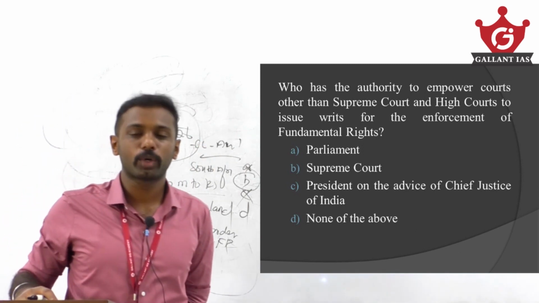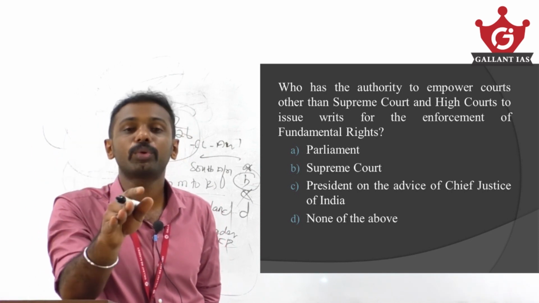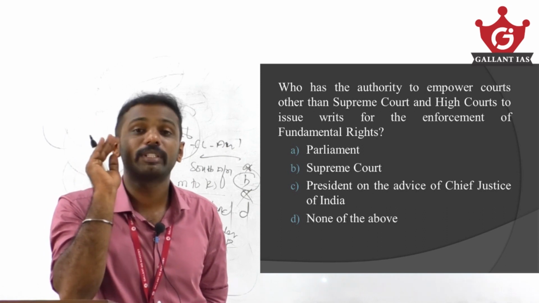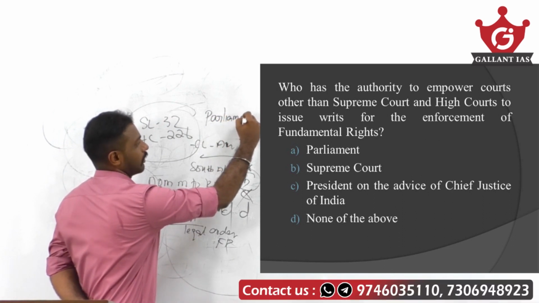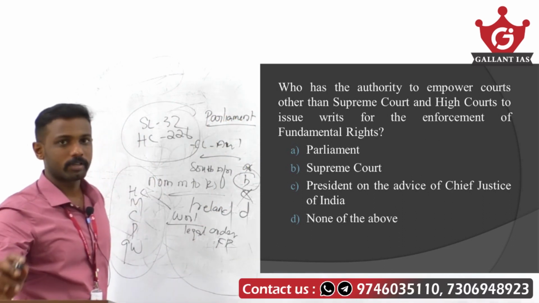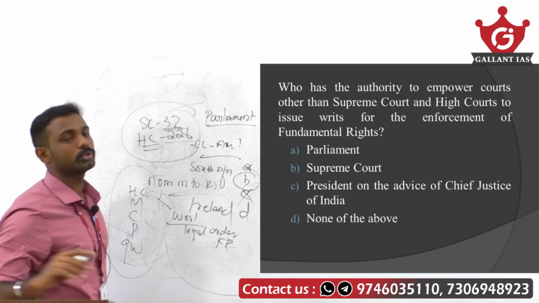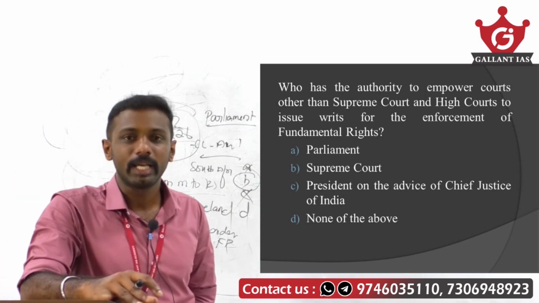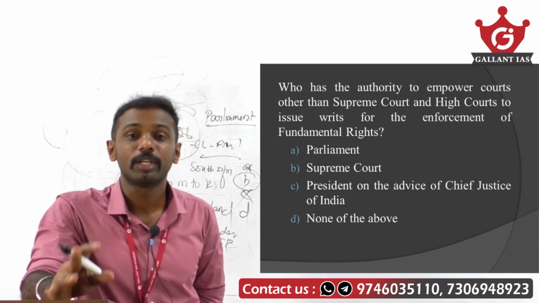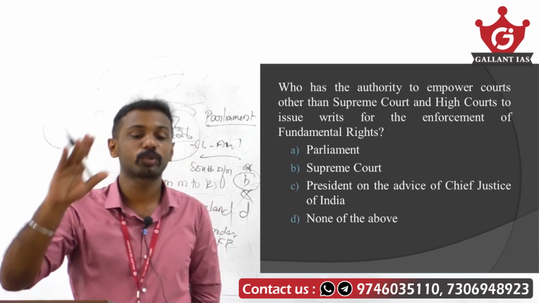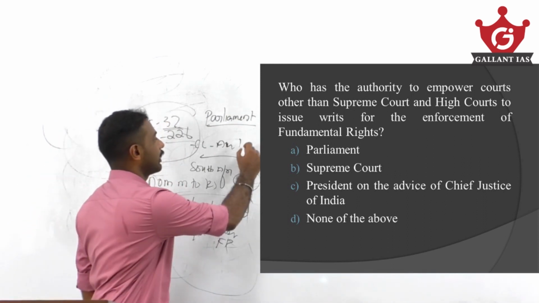Apart from the Supreme Court and High Court, Parliament can empower any other courts also to issue writs to enforce fundamental rights. So that power lies with whom? The Parliament of India only. So currently as per Constitution, Supreme Court can issue writs under Article 32, High Court under Article 226. Apart from those 2 courts, Parliament has the power to empower any other courts to issue writs for the enforcement of fundamental rights. So it is only the power of the Parliament and not of the Supreme Court or the President. Answer is option A, that is Parliament.